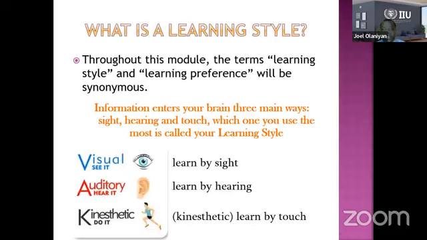So what is learning style? Like I said earlier, learning style can also be regarded as learning preference. So throughout these modules, the terms learning styles and learning preference will be synonymous. I can use them interchangeably. Like I said also, information enters our brain through three main ways. Information enters your brain in three main ways. The sight, that is what you see, the hearing, that is what you can hear, and the touch, which happens to be what you lay your hands on or touch.